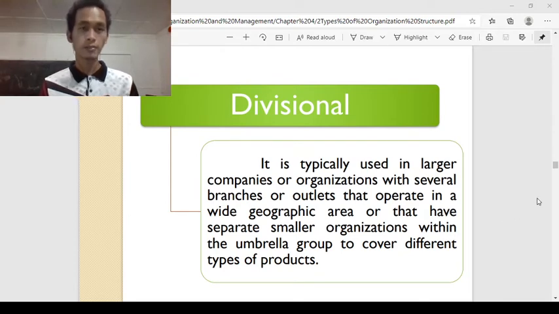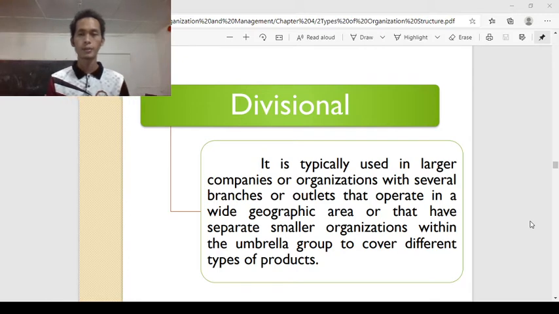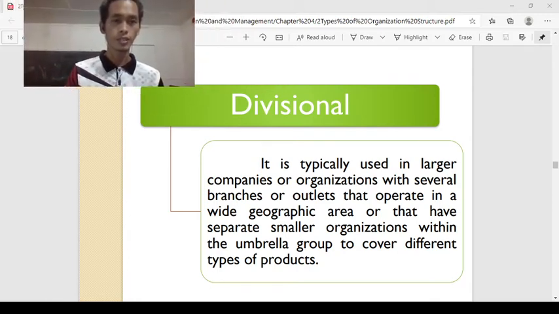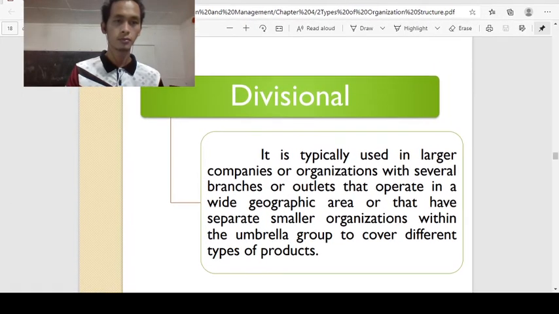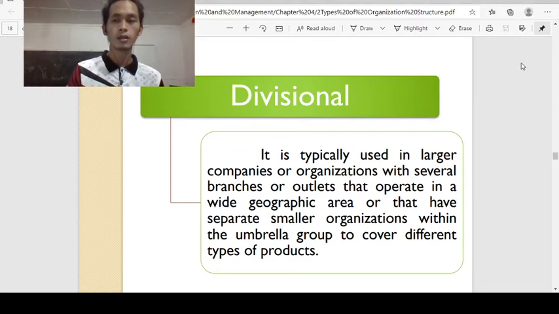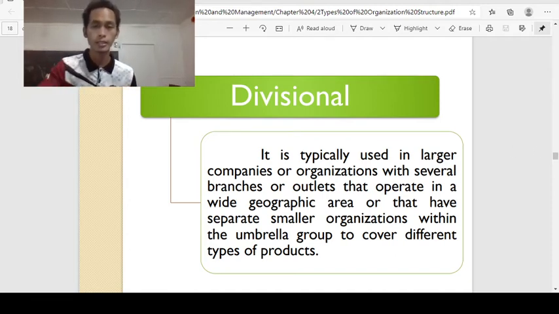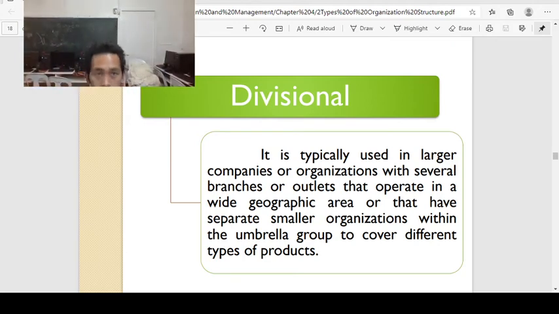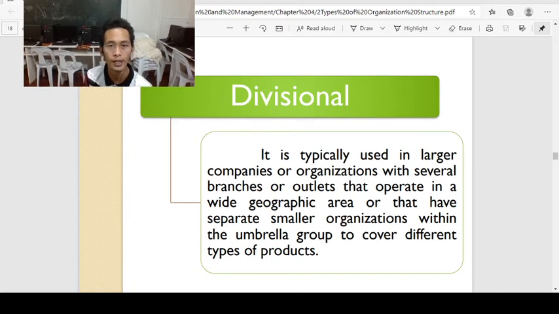Next is divisional. From the term division, there are actually divisions in a particular type of organization. So divisional. Okay, in divisional, it is typically used in larger companies or organizations in which several branches operate in a wide geographic area or that have separate smaller organizations within the umbrella group to cover different types of products. So this is applicable for larger companies. Kailangan sila to create another branches for different geographic area or that have separate smaller organization within the umbrella group. So kinahanglan og division. So division 1, division 2.